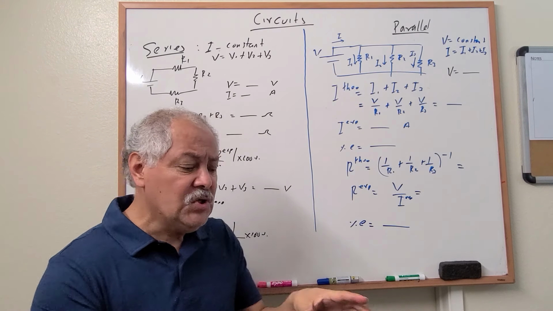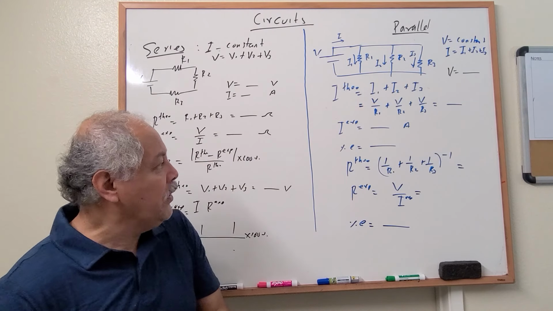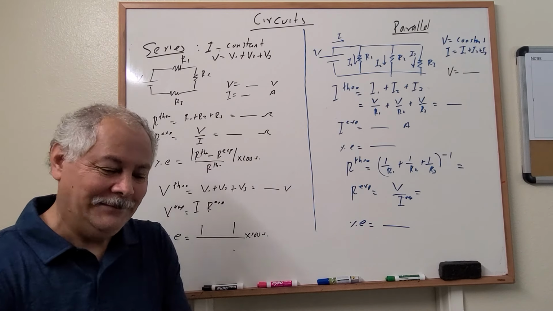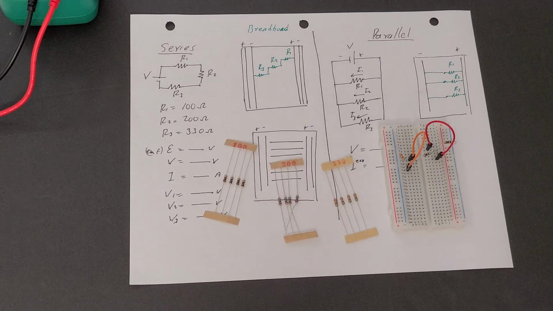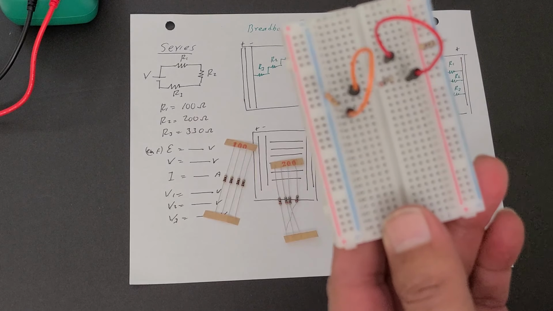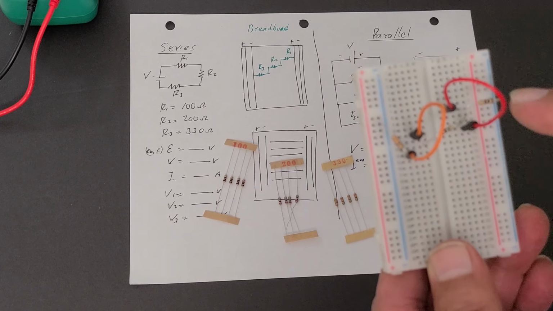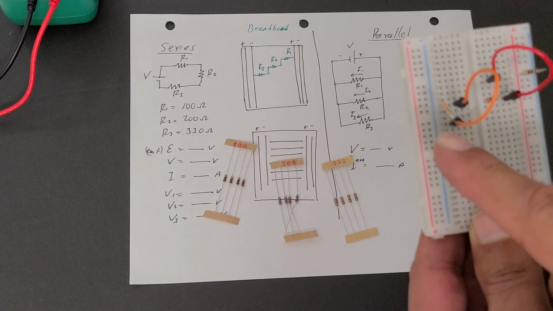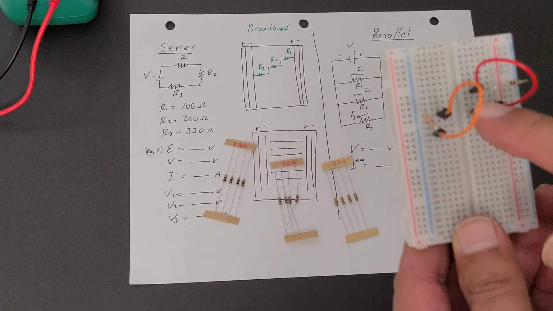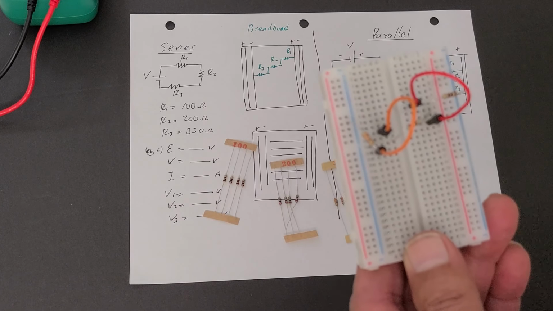Great. Now let's go set up the experiment, and let's provide all the values that are required to do all of these calculations. Okay, let's do it. In this case, we have this breadboard that we are using for this experiment. So we have resistors. This is 100, this is 200, and this is 330 ohms. 100 ohms, 200 ohms, and 330 ohms. Okay, for today's experiment.